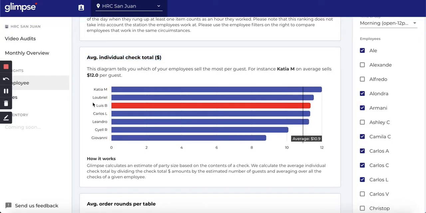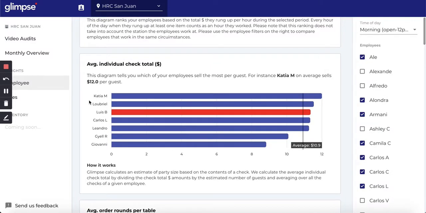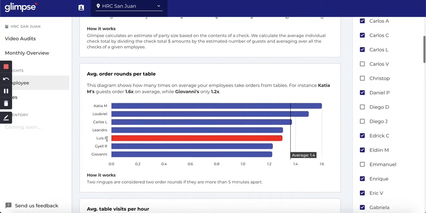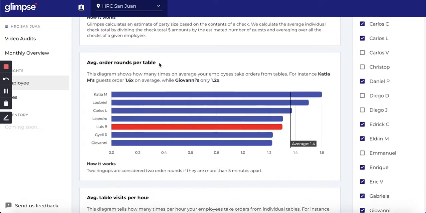Okay, so this also tells us that potentially Katya is actually selling pretty well. However, the frequency of her sales is potentially not... she's not servicing enough customers as maybe Luis does. Moving on to the next chart, you will be able to actually have a look at how many rounds were served per table or per group of people if this was the bar environment.